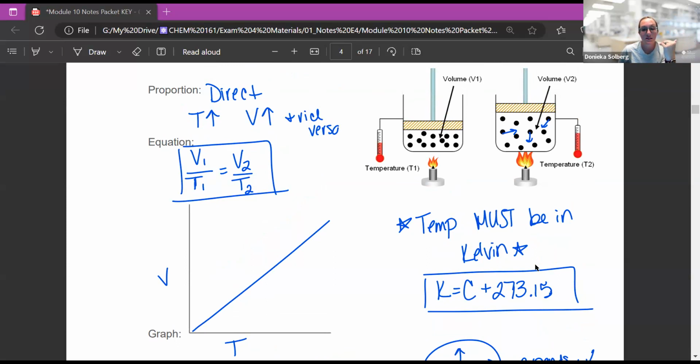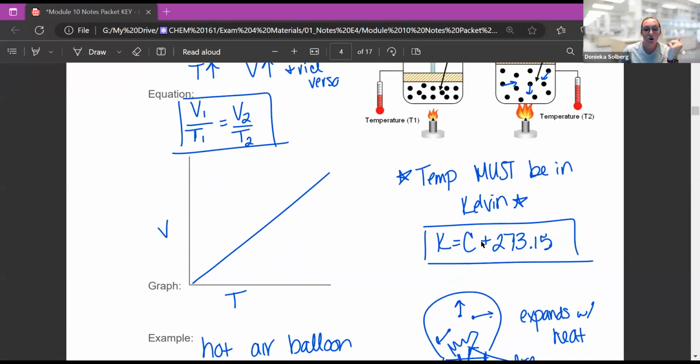If you use Celsius, because of the way the conversion works, it is going to make your answers incorrect. So before you plug things in, they have to be in Kelvin in this unit. Have to. If you plug in Celsius temperatures, it is not going to work because of the way this works. You will see that in lab as well. So this is the conversion.